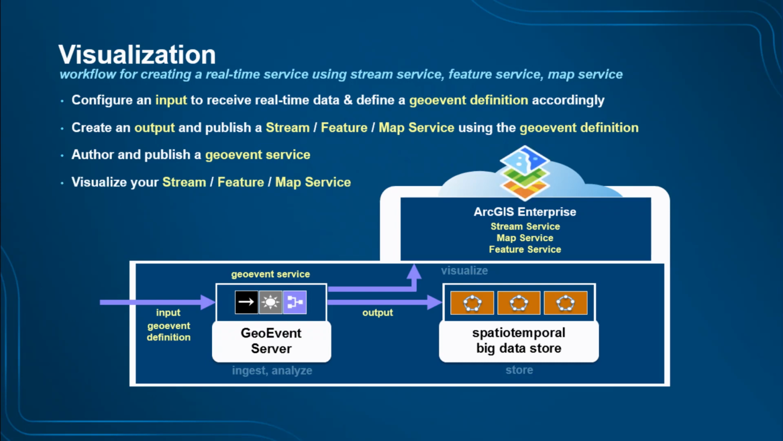And then once you have your GeoEvent service configured and all three of your components have started and data is flowing, you'll basically be able to add the corresponding layer, whether it's stream or feature or map, to your web maps and begin to visualize the real-time data in your applications.